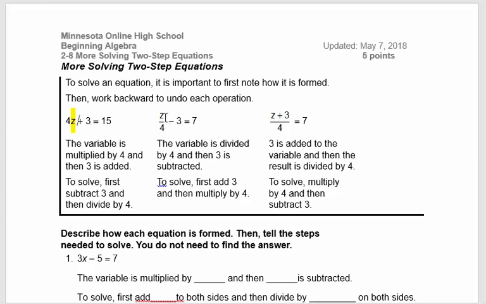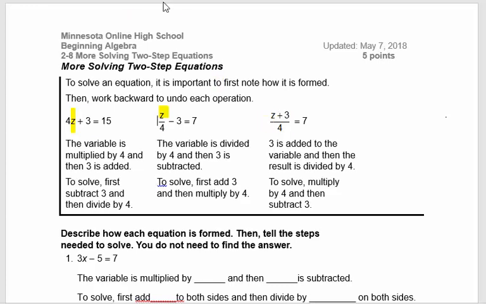The next one, here's the variable again. I can't highlight it. Oh, I can, because I can draw here. So the 7 is the variable. The first thing being done is it's being divided by 4, and then 3 is being subtracted. So to solve, you would first add 3 and then multiply by 4.